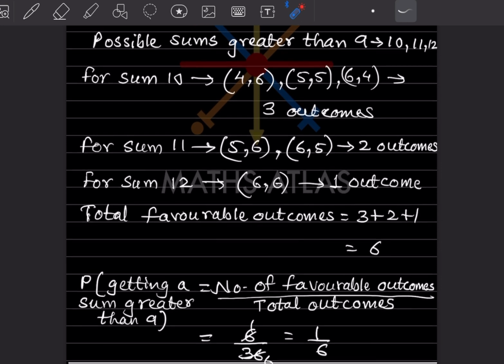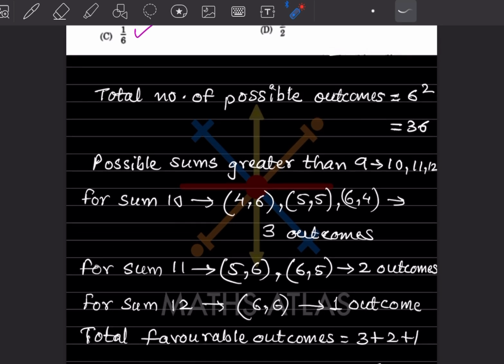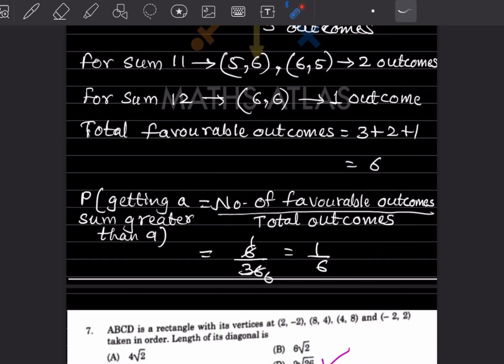So what is the formula for the probability of getting a sum greater than 9? The formula is the number of favorable outcomes divided by the total outcomes. We got the favorable outcomes as 6, and the total outcomes was 36. So 6 by 36 is going to be 1 by 6. And in probability, the final answer that you get is always less than 1. So you can see 1 by 6 is less than 1.